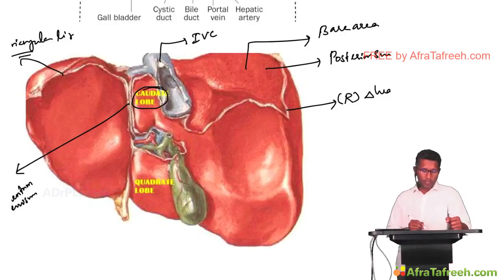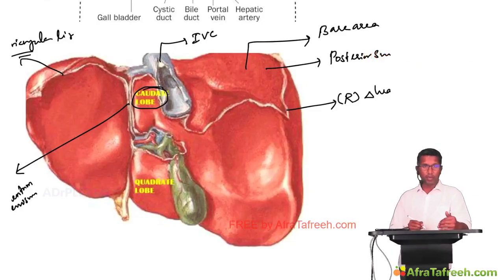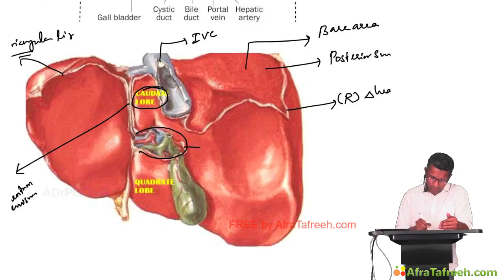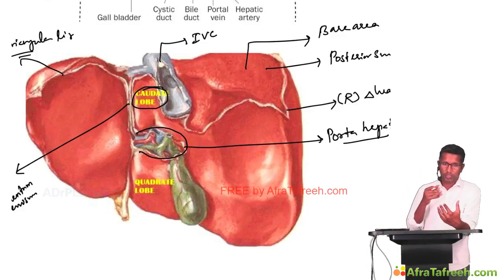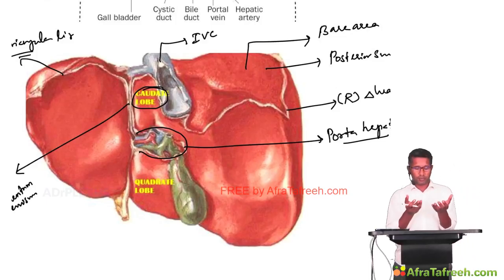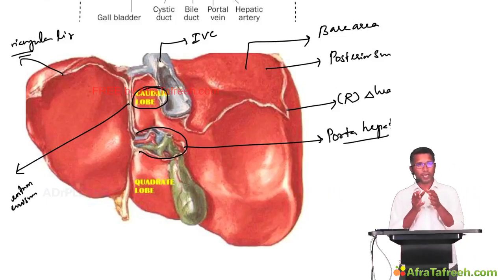This caudate lobe is separated from the quadrate lobe by this area. This area is called the porta hepatis. What is this called? This is called the porta hepatis. What do you mean by porta? Porta means entry point. So whether a structure enters the liver or goes out of the liver, it mainly uses this entry point. So this area is called the porta hepatis.